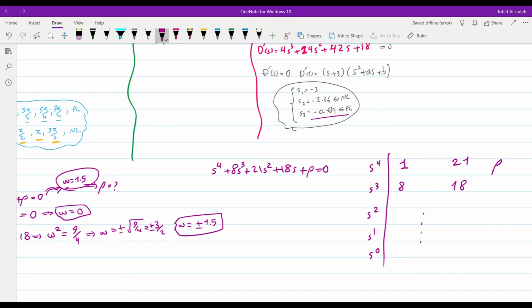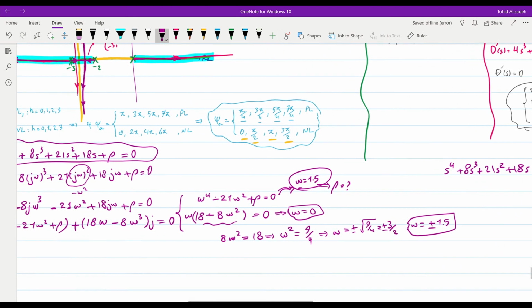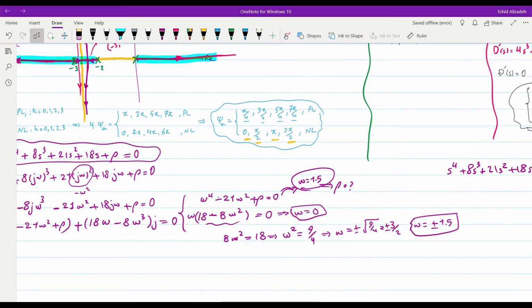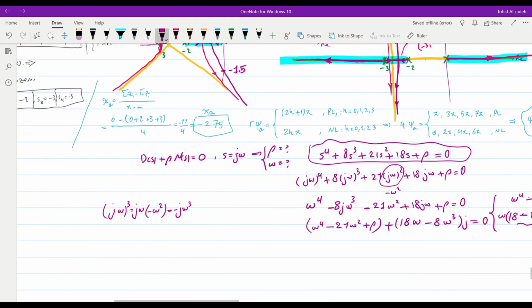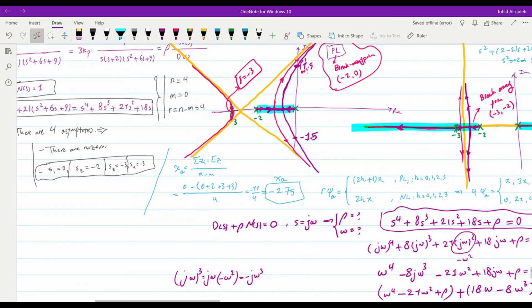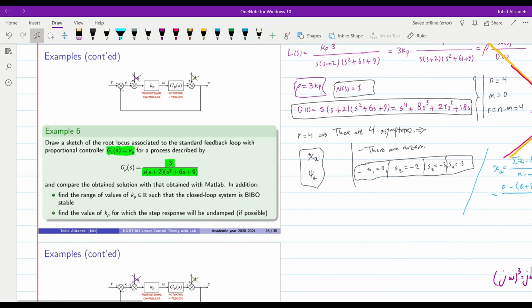Then you can find out the range of values for rho such that the system is stable. And right at the border of stability, you can find the exact value for rho. Whichever way is easier for you, you can take it. Both of them will give you the value for rho. This approach will give you the value of omega as well. Okay, I think we are done in terms of drawing the Root-Locus plot.